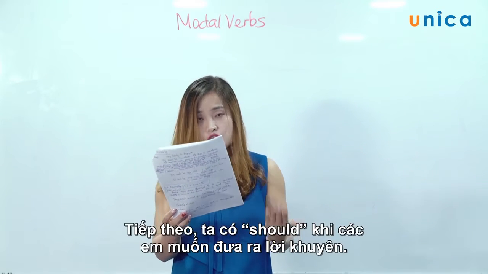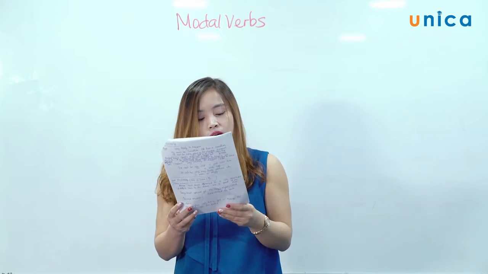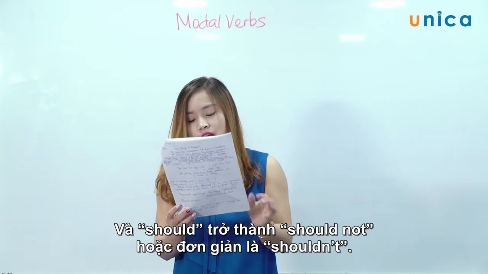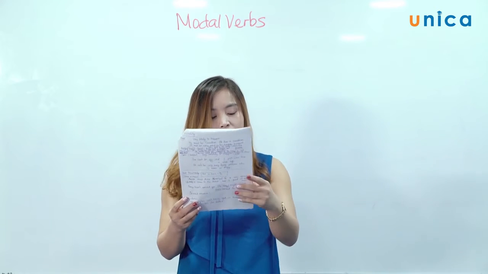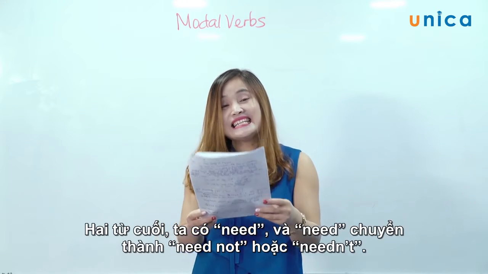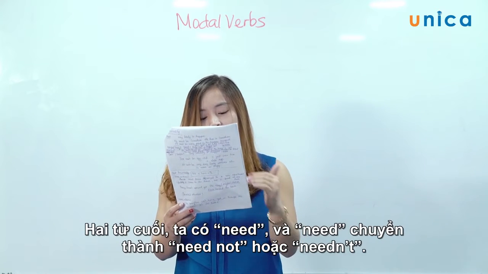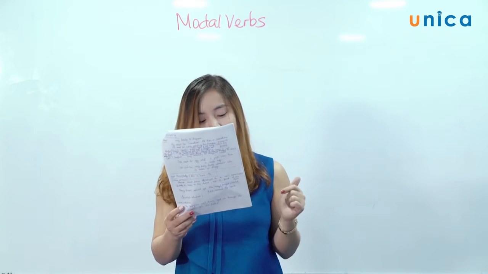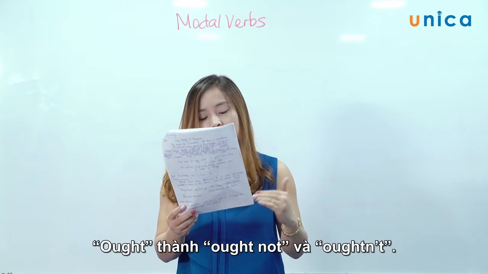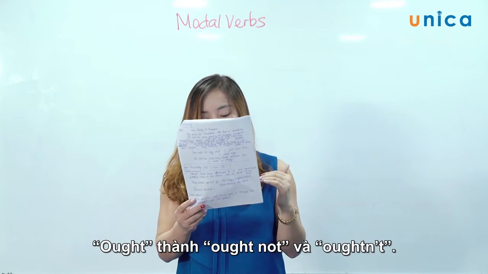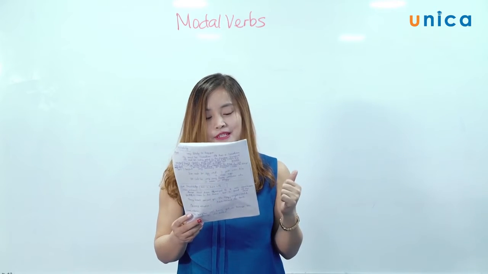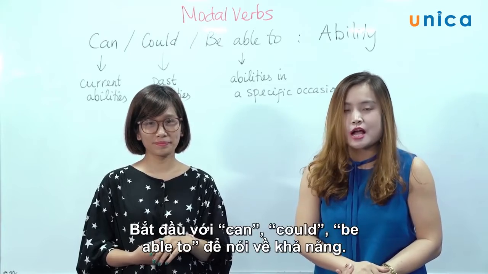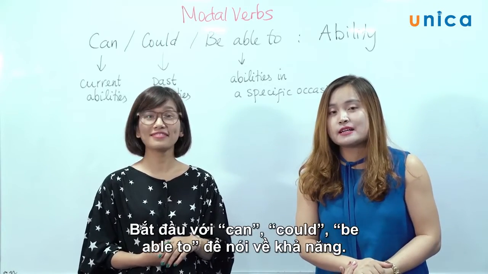And next we have should, if you want to give advice. And should becomes should not, or just simply say shouldn't. Very good. And the last two, we have need. So need becomes need not or needn't. Ought becomes ought not, and then oughtn't. Excellent. All right, so let's start with can, could, be able to talk about abilities, right?